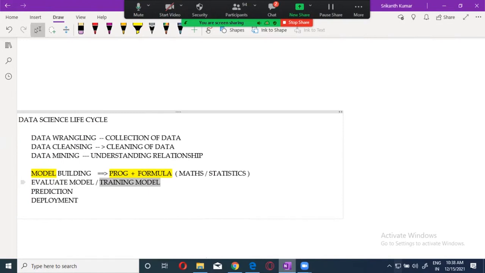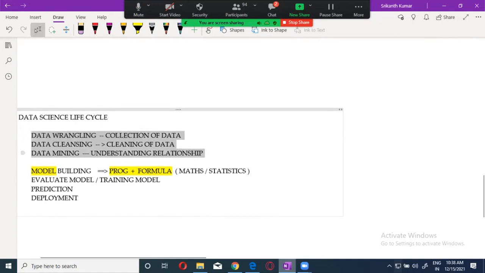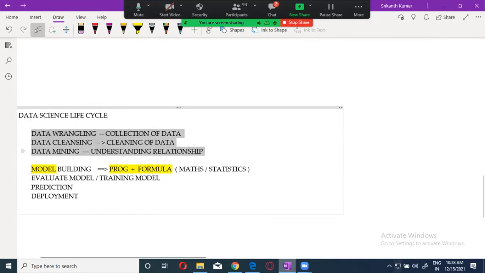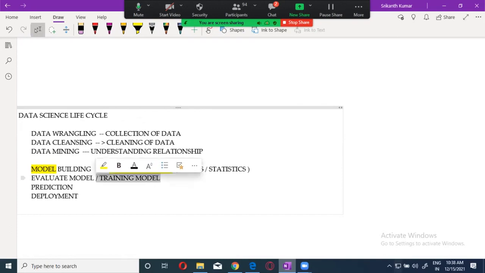Now, where did you get the data? We got it from this process. We collected the data, we cleaned the data, we mined the data. This outcome is perfect data that will be passed on to the model. With this, the model will learn from the data, and we are going to evaluate. Now, you know what a model is. A model is nothing but a program. That program, we are going to give the data.